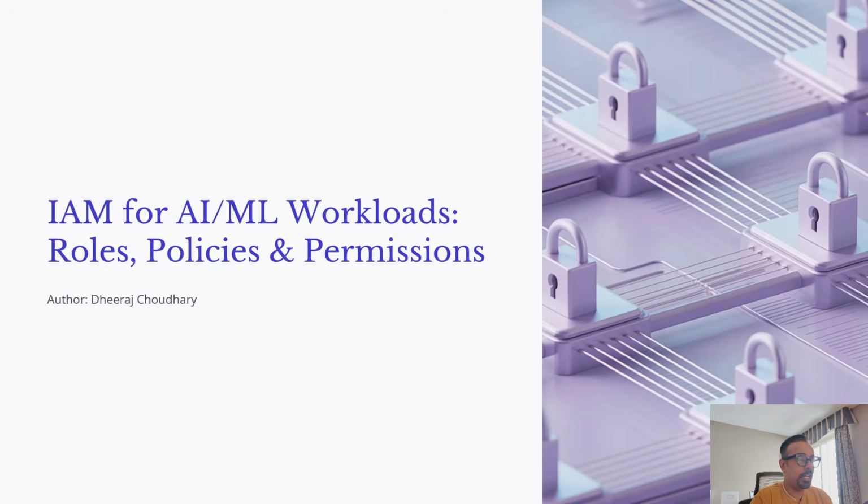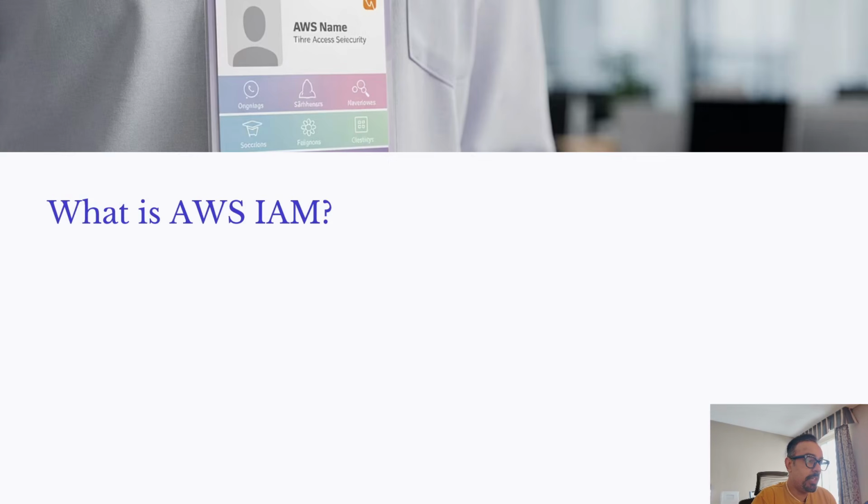My name is Dheeraj Choudhary and today we are diving into IAM for AI ML workloads. IAM is known as Identity and Access Management, and this is how AWS controls who can do what with the resources that you have created. So let's get started.